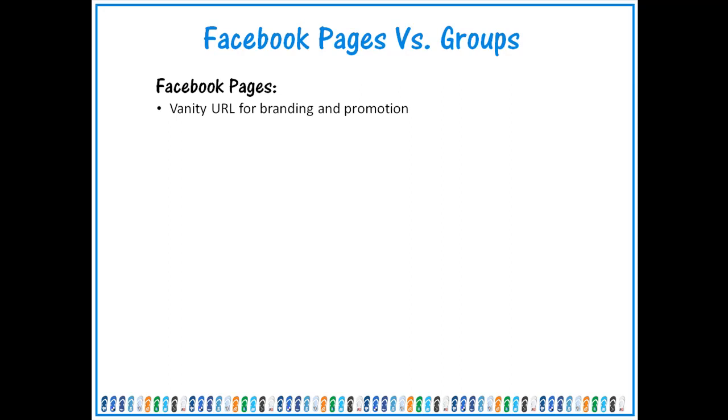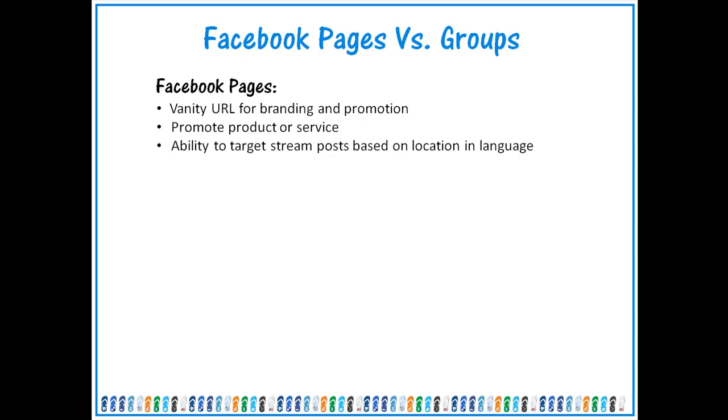Facebook pages, you can do the vanity URL for your branding and your promotion. And it's totally acceptable and makes sense to promote products and services. You also have the ability to target based on location and language. Page administrators cannot. This is one thing that you can't do that's kind of a bummer. You can't send a message to someone's inbox, like to the fans.